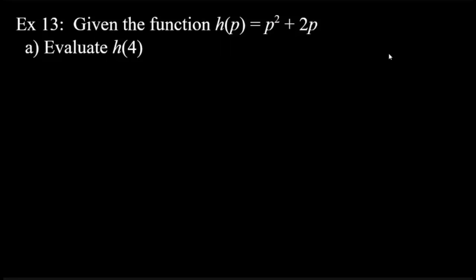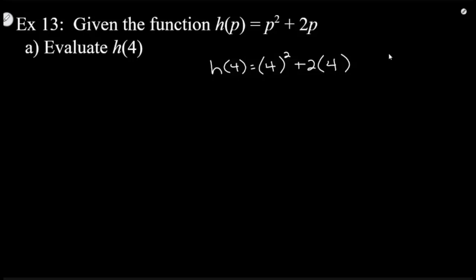It's the input, because it's inside that parentheses. That's where the input always goes. The output is going to be equals whatever. So this is our input value. And that means for this function, we're going to have h of 4, and everywhere we see a p, we're going to replace it with our new input value, which is a 4.